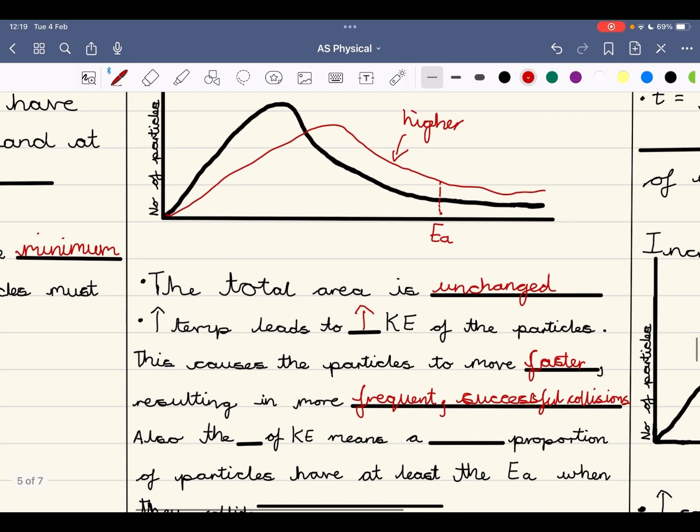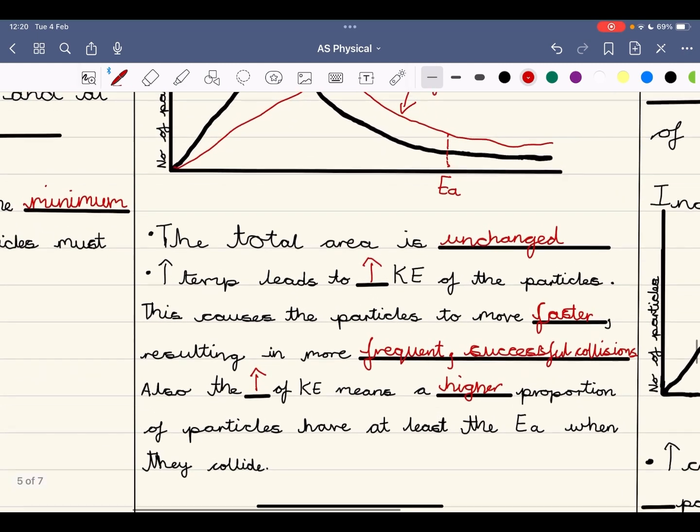Also, the increase of kinetic energy means a higher proportion of the particles have at least activation energy when they collide.